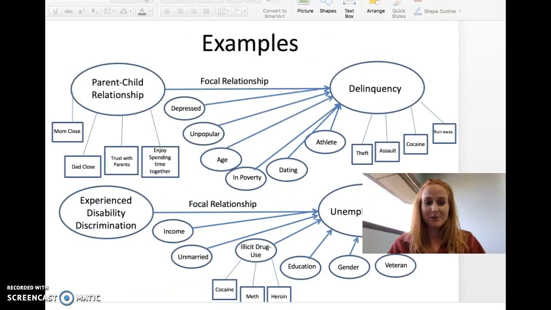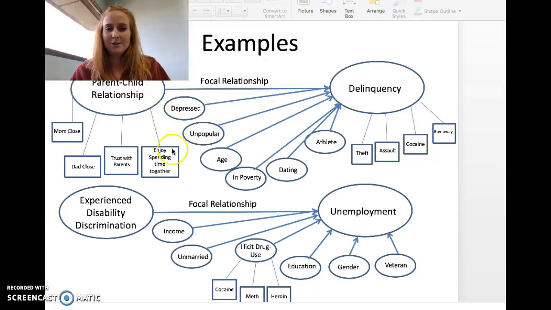So here are some other examples of how crazy these little things can get. I'm going to move myself up here. You see up at the top, we have parent-child relationship. This is an independent variable. It actually has a scale inside of it because it's hard to measure exactly how to observe a parent-child relationship. So they had some variables they used. Are you close to mom? Are you close to dad? Do you trust your parents? Do you enjoy spending time together? And those four things they felt would contribute to an overall measure of what a parent-child relationship is. So this tells me there's a little scale going on with the independent variable.